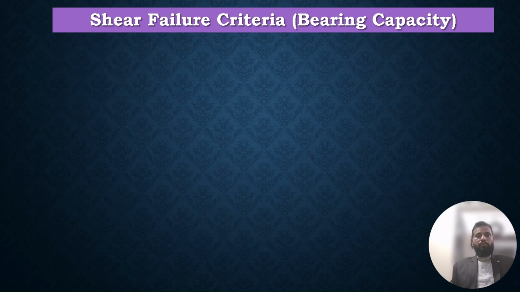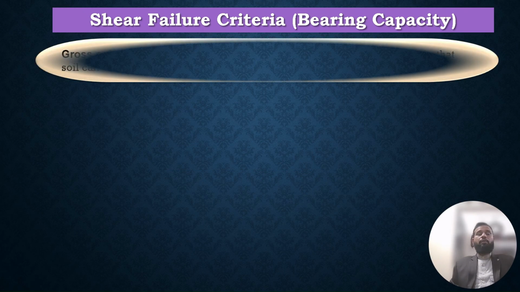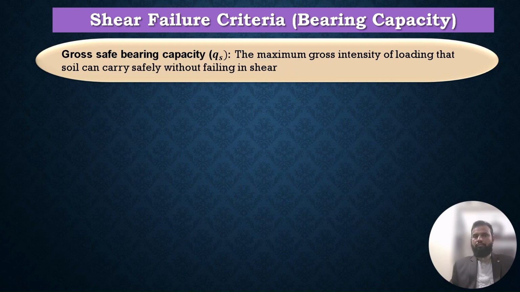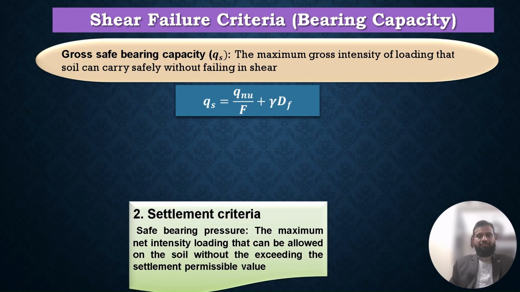Then for the shear failure criteria, we have the gross safe bearing capacity. Another term: the maximum gross intensity of loading that soil can carry safely without failing in shear. And this is the typical formula of the gross safe bearing capacity.